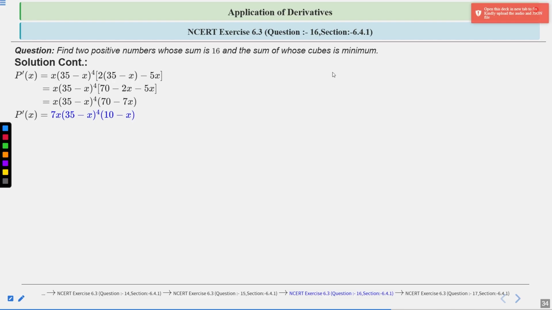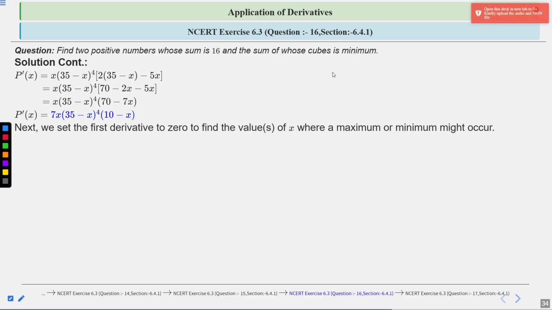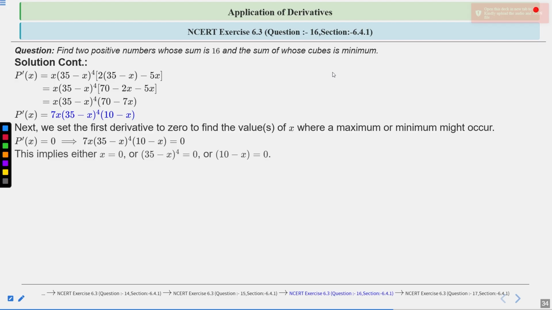So p dash x will be equal to 7x into (35 minus x) to the power 4 into (10 minus x). Next, we set the first derivative to 0 to find the values of x where a maximum or minimum might occur. So p dash x will be equal to 0. This implies 7x times (35 minus x) to the power 4 into (10 minus x) will be equal to 0. This implies either x equal to 0, or (35 minus x) to the power 4 equal to 0, or 10 minus x equal to 0.